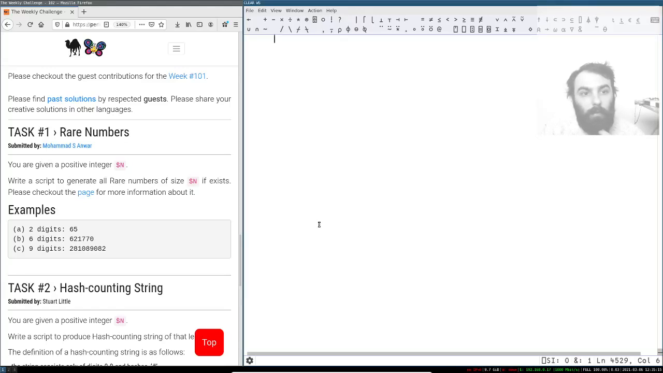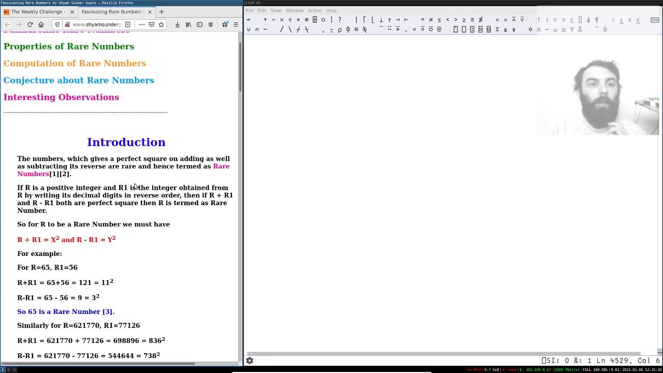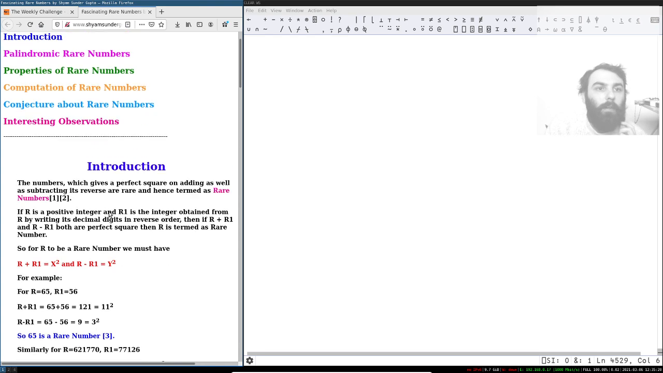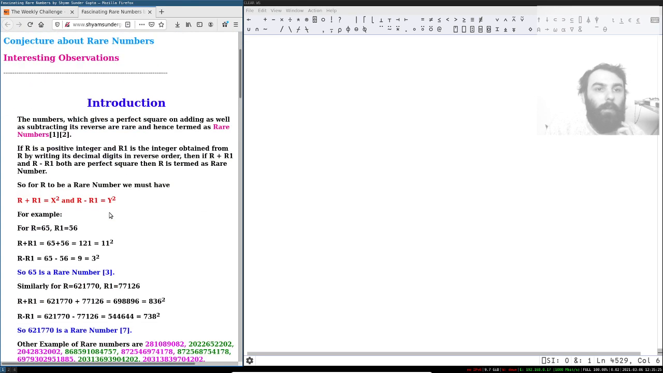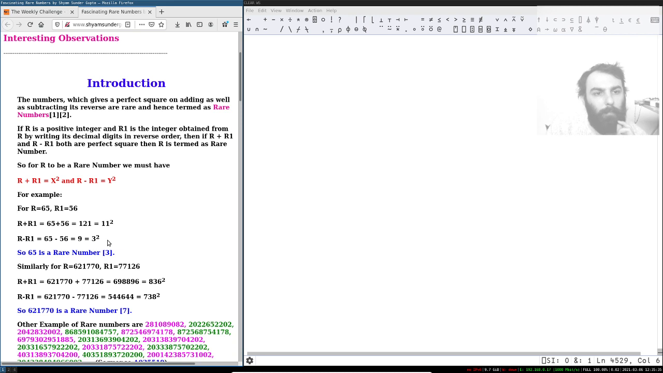Positive integer. Rare numbers. Please check this page for what a rare number is. The challenge is all about rare numbers: numbers that give a perfect square on adding as well as subtracting their reverse. For a rare number we have r plus r1.